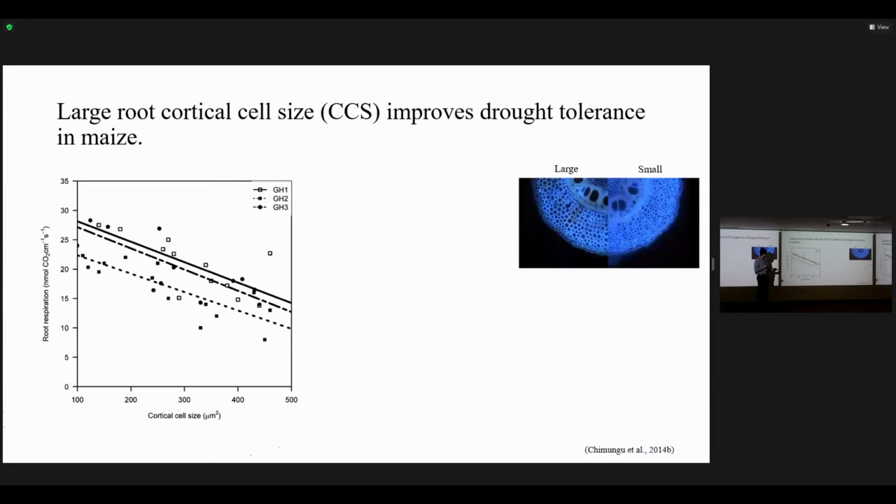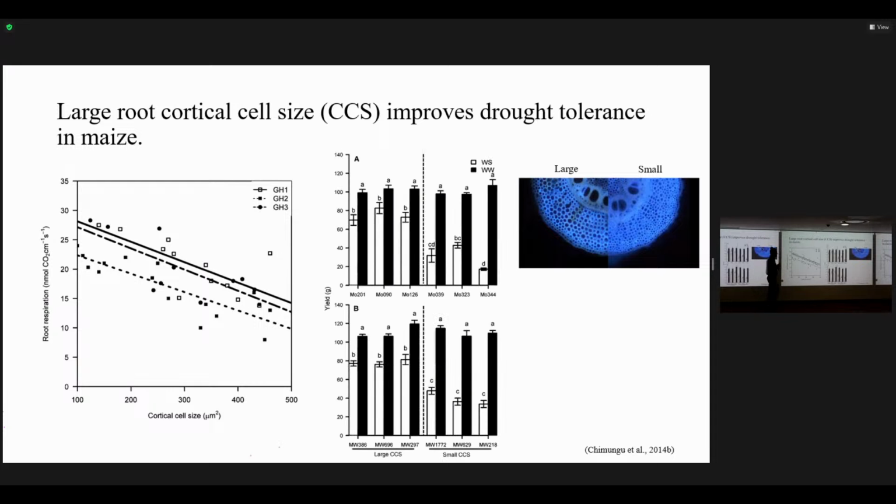They also tested cortical cell size, and they observed that the larger the cortical cell size, the less the respiration, and the effect was the same in the field. When they took these plants into the field, the plants that had larger cortical cell size developed higher yields under drought. Water stress is white. So you can see here that under water stress, there is a higher effect.